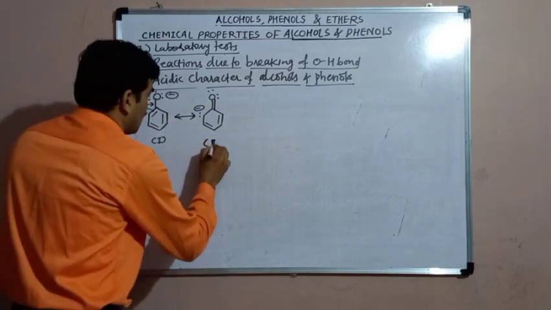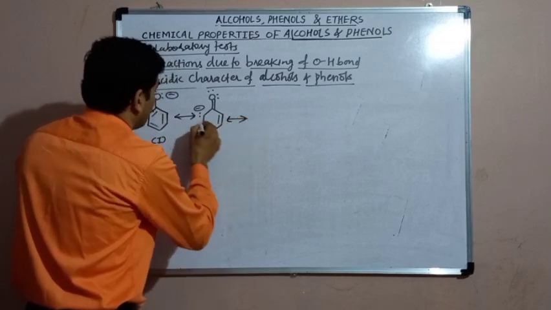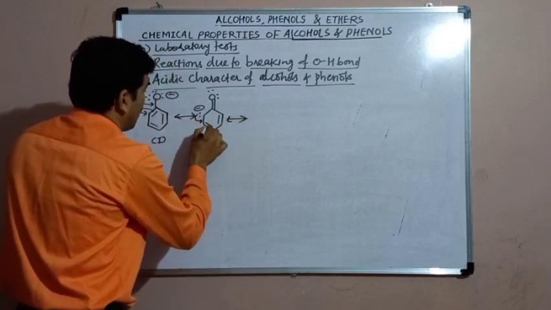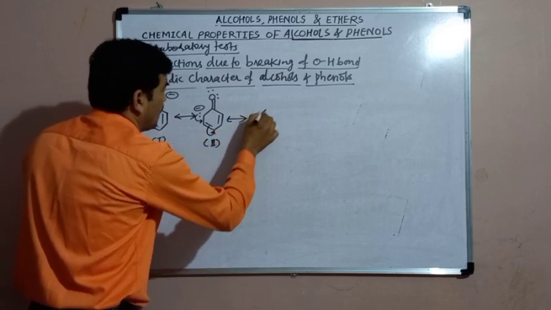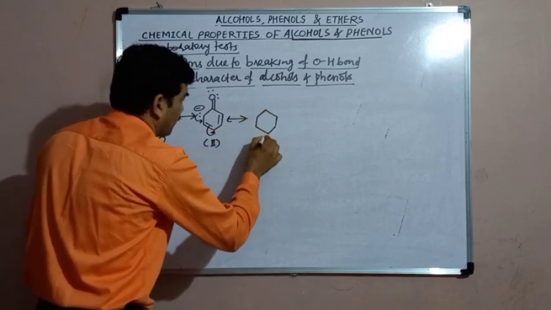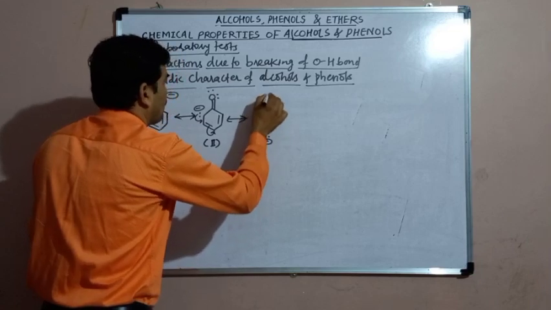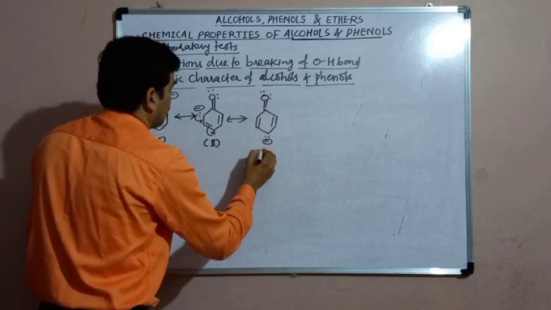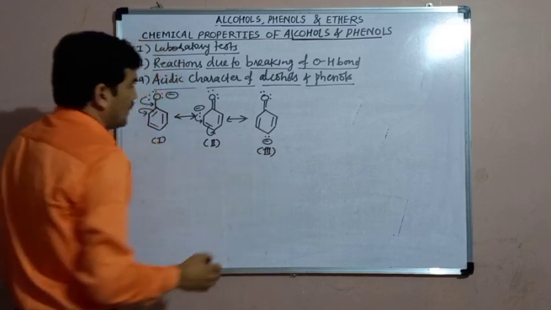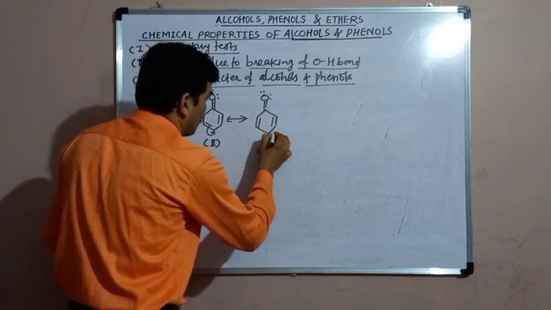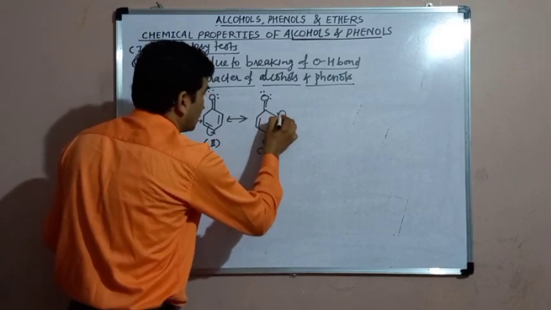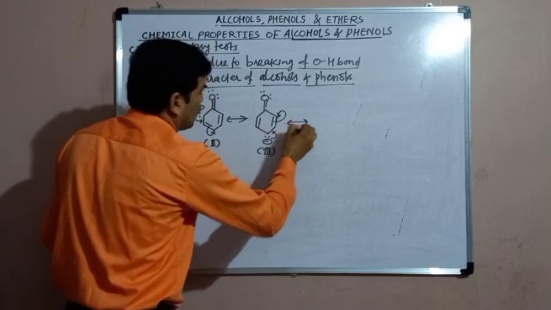In the next structure, this lone pair gets converted to the pi bond and the pi bond breaks to form the lone pair at the ortho position.